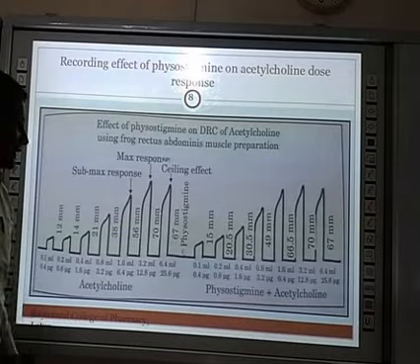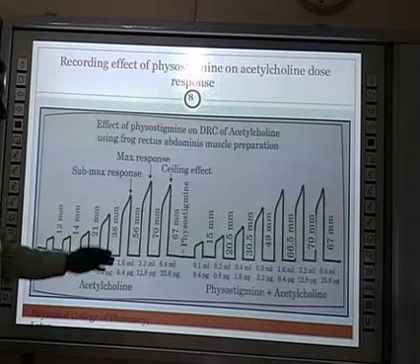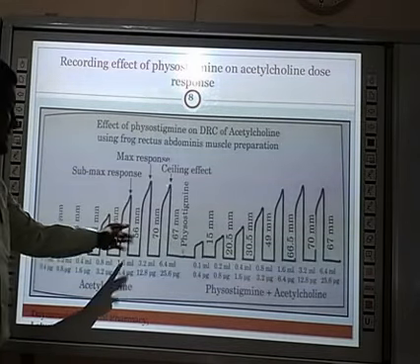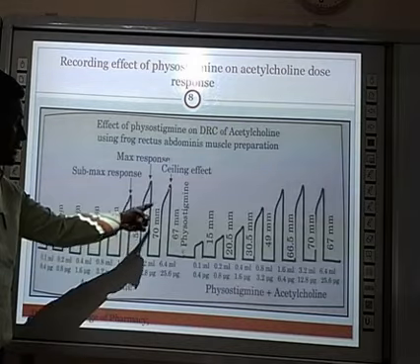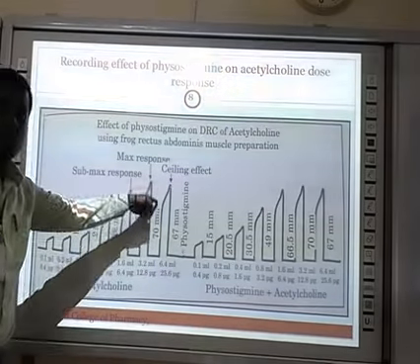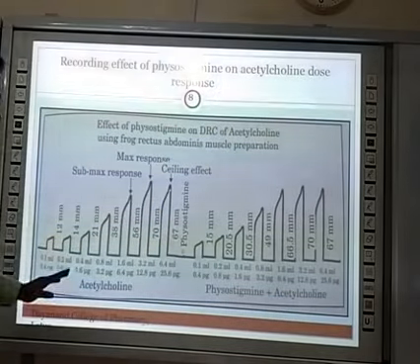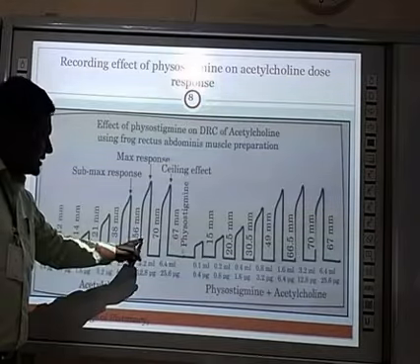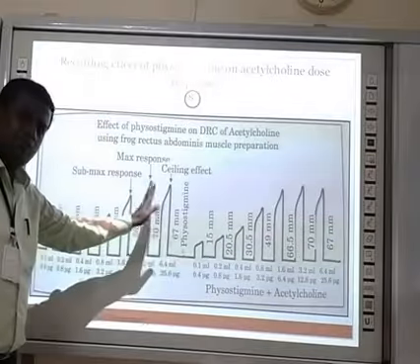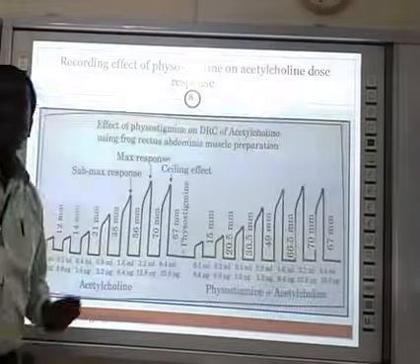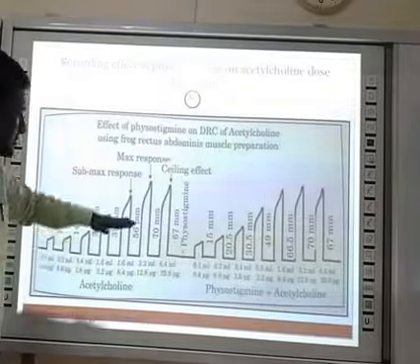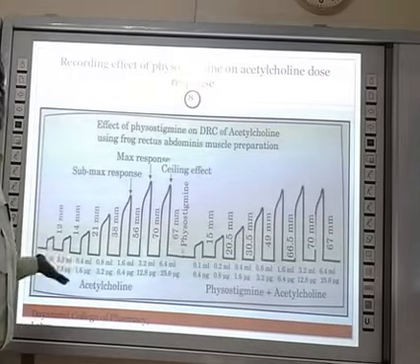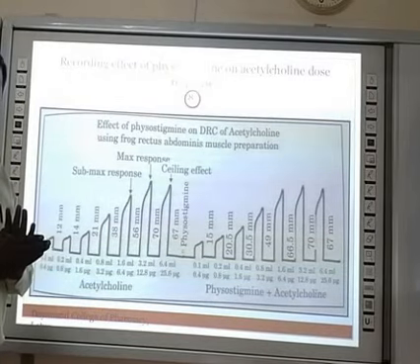After that, the next dose, 6.4, produces a height of 67, meaning the response decreased after that dose. That dose is called the ceiling effect. Sometimes the next dose will be the same as the previous one, meaning it may be 70. So consider that dose as the ceiling effect. This is the first step, the effect of acetylcholine without physostigmine.